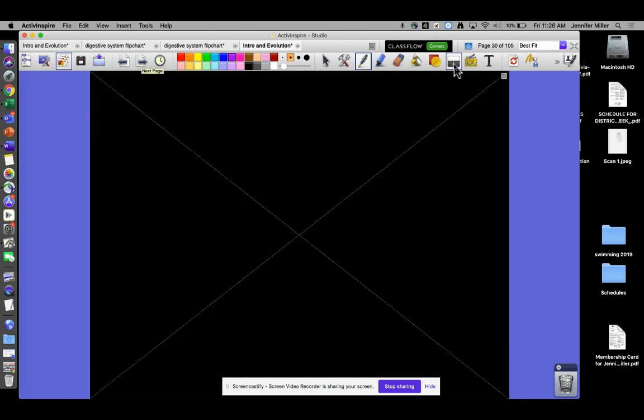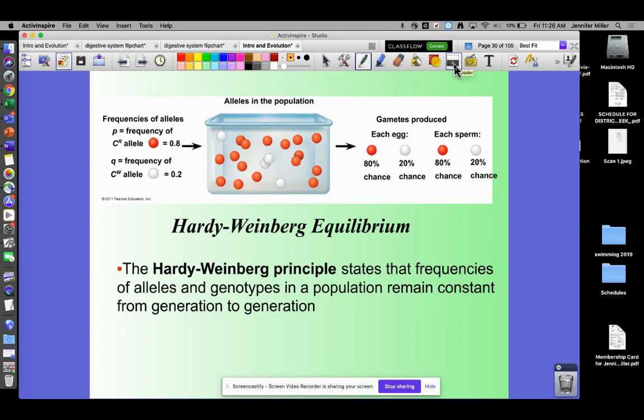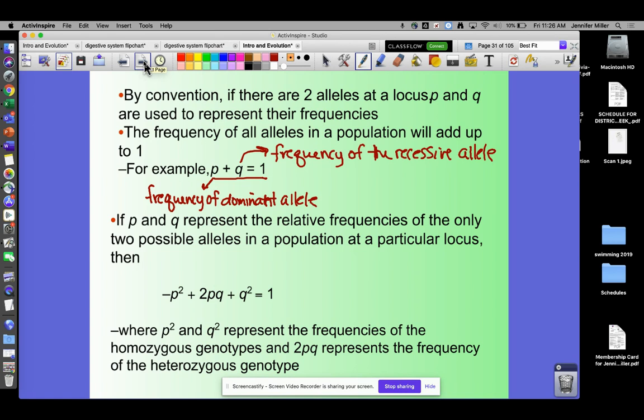There is also a formula that goes along with the Hardy-Weinberg, and there are actually 2 formulas. Again, they represent a population that's not evolving. They are going to stay the same over time. Here are 2 equations that you're going to need to know. The first one is p plus q equals 1. P represents the frequency of the dominant allele, and q represents the frequency of the recessive allele. When you add up the frequency of the dominant and the recessive allele, they should equal 1. So if 80% have the dominant allele and 20% have the recessive allele, 80 and 20 equal 100%. So they should equal 1.